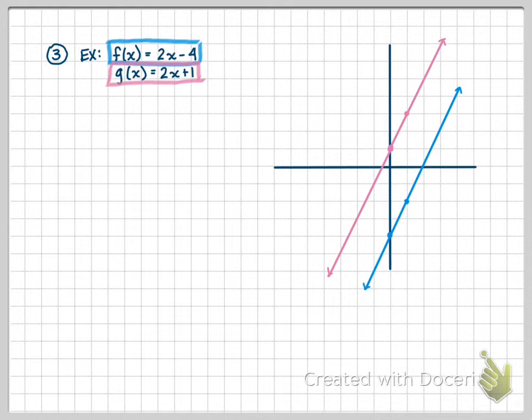Okay. So we have no solution. So when we classify this system, is it going to be consistent or inconsistent? Inconsistent. Yeah, it's inconsistent because it does not have any solutions.